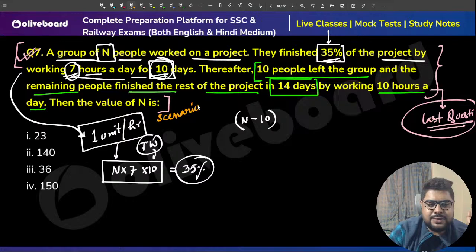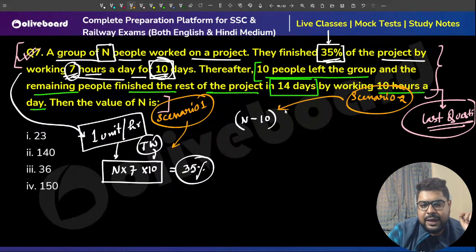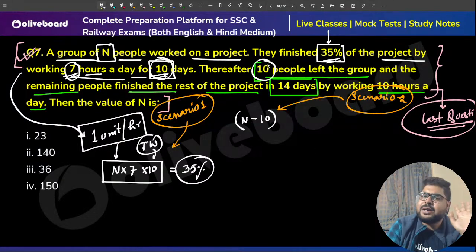So please understand, this was our scenario 1. I told you guys, there will always be 2 scenarios. This is scenario 1, and we are talking about scenario number 2 now. So that is scenario 2. So n minus 10 people are there.